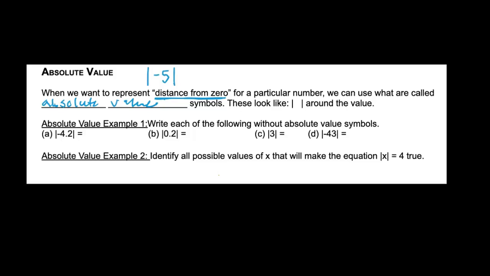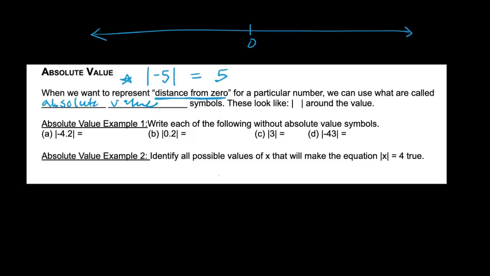They look like vertical lines around the value. The example here, the absolute value of -5, is asking the question: what is the distance of -5 from 0? A lot of times when people learn absolute value, they just learn that all you have to do is take away the negative sign and that's the answer.